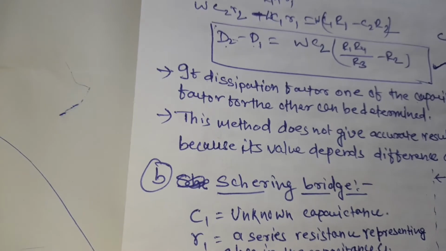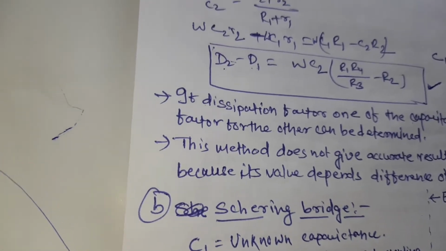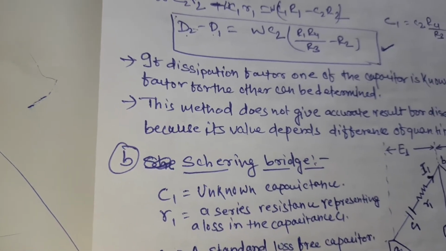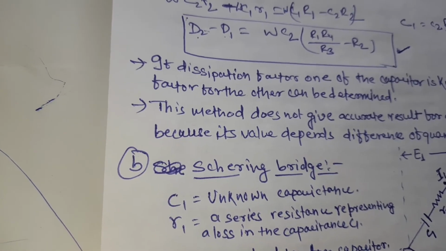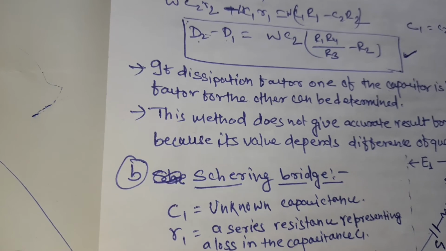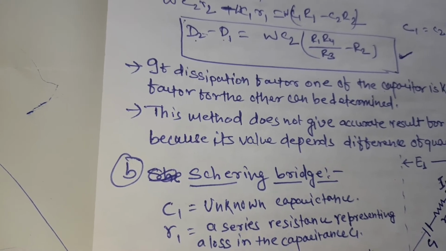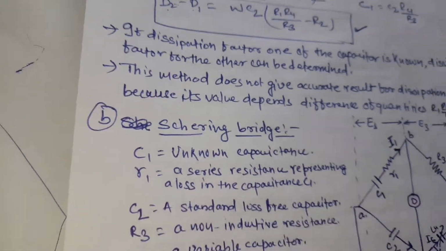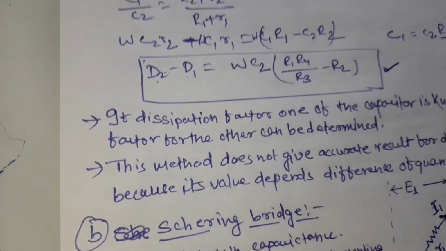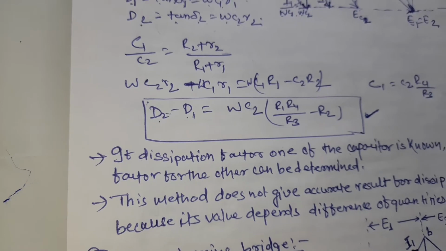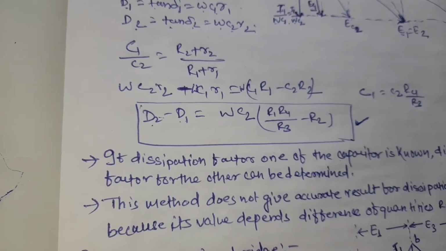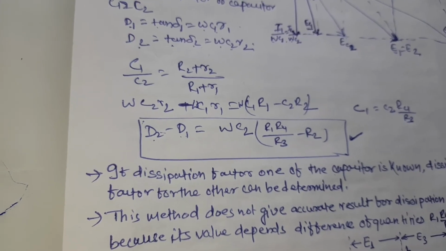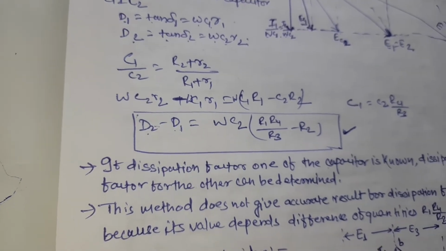This method does not give an accurate value for the dissipation factor, because its value depends on the different quantities R2, R1, R3 and the difference between D1 and D2. So in this way, using the modified de Sauty bridge, you can measure the unknown capacitance having internal resistance R1 and the dissipation factor of the particular capacitance.